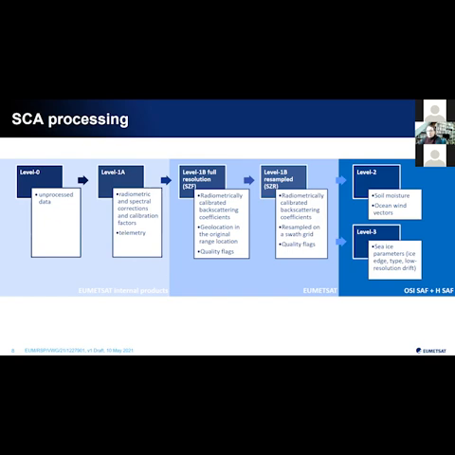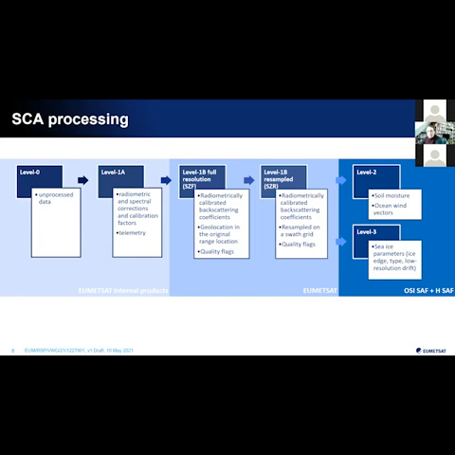What goes out to the users is then the level 1B. We have two different level 1B products. The first one is the full resolution, called SZS. Those data files will contain radiometrically calibrated backscattering coefficients, which are geolocated basically on their original range location across the swath. And of course, the product will contain quality flags.